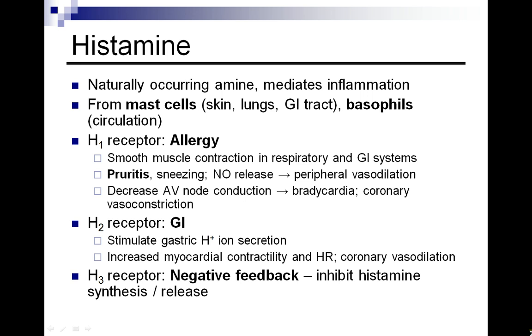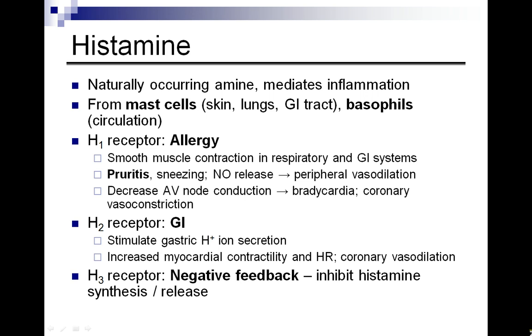The H1 histamine receptor is what I think of as the allergic receptor. It's the one that, when histamine binds to it, leads to smooth muscle contraction in the respiratory and the GI systems, and you get bronchospasm. Patients also have pruritus, which is itching and sneezing, release of nitric oxide, which causes peripheral vasodilation, thus the flushing and perhaps the rash. And also there can be some decreased AV node conduction, leading to bradycardia or even coronary vasoconstriction. These are all effects of histamine at the H1 receptor.